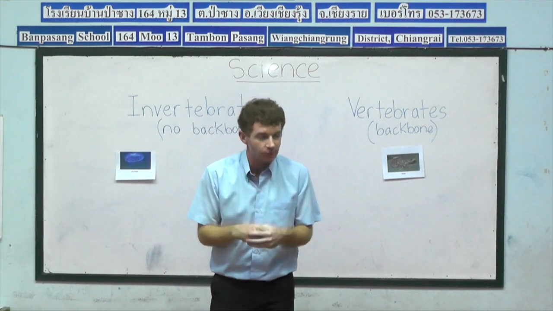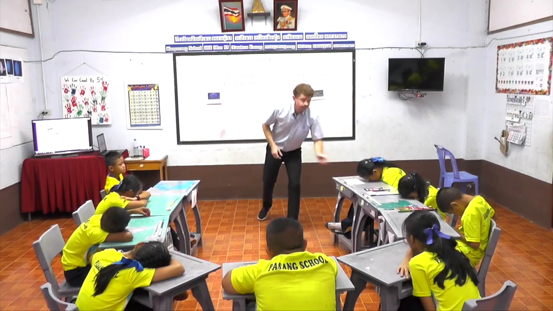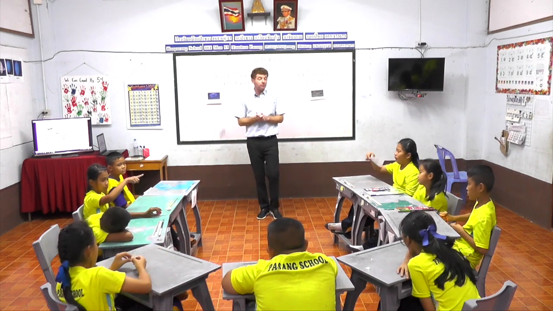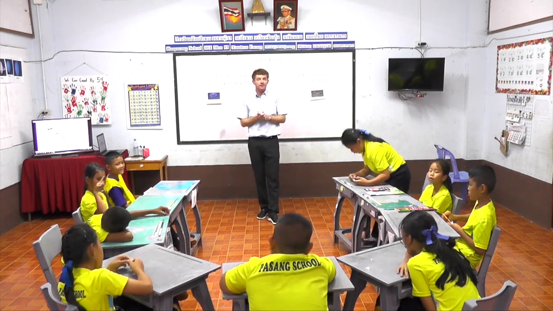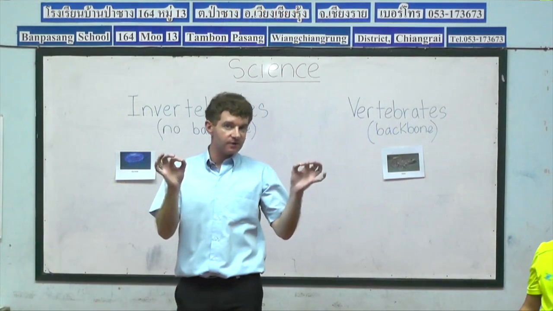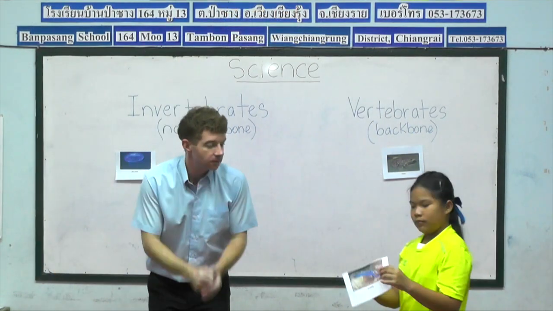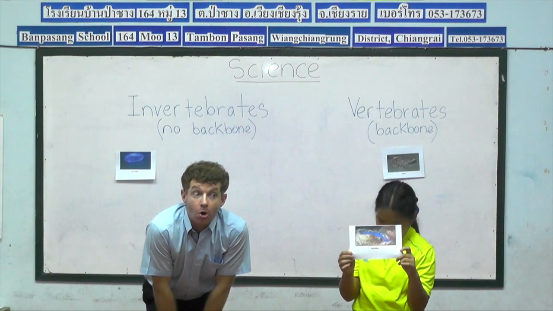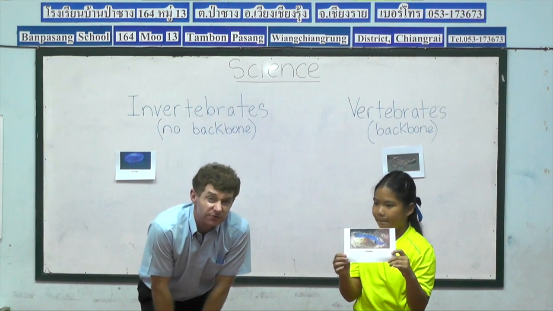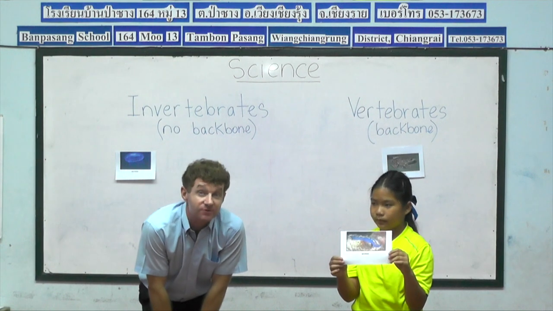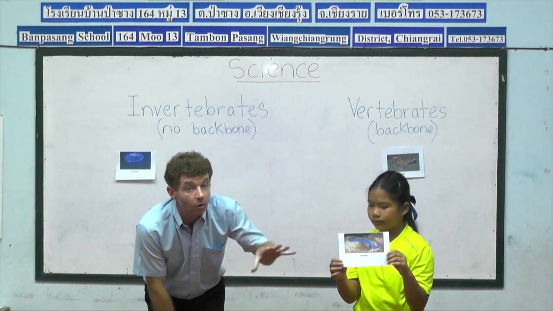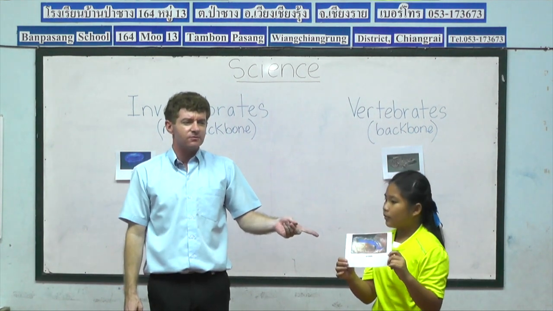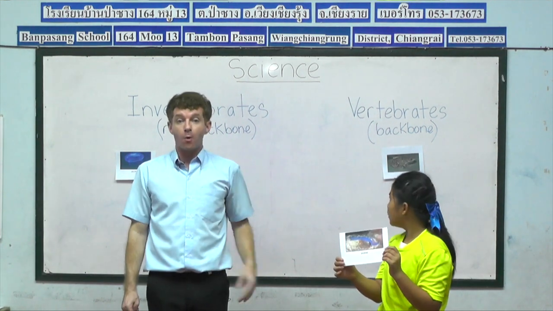Everybody else, close your eyes. Let's open our eyes, guys. Who has the picture now? Now it's Lakgao's turn. Lakgao, come forward and present your picture to class. What can we see, guys? Worms. Yes. Now, this is a pretty type of worm known as a flatworm, but they all share the same characteristics. Do worms have backbones? No backbone. Well done.